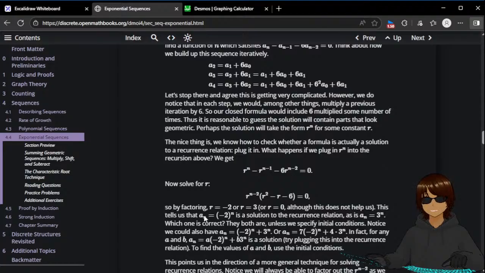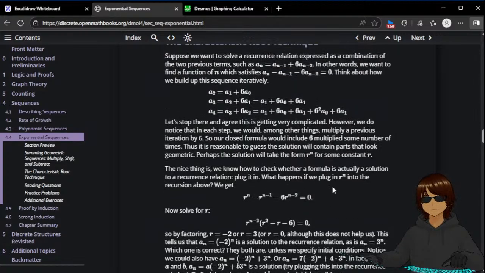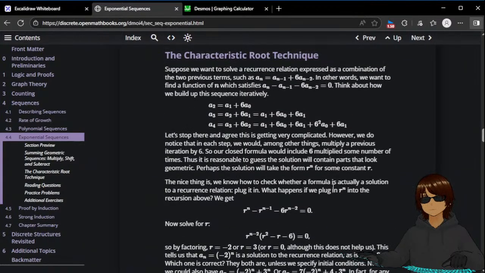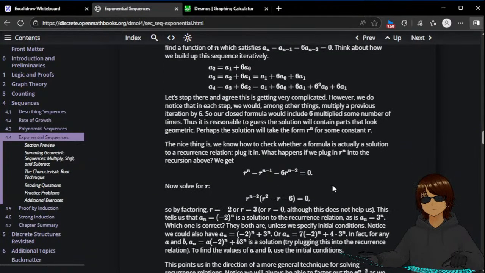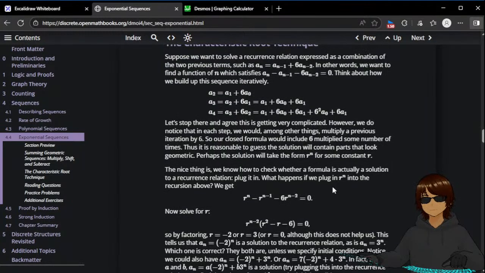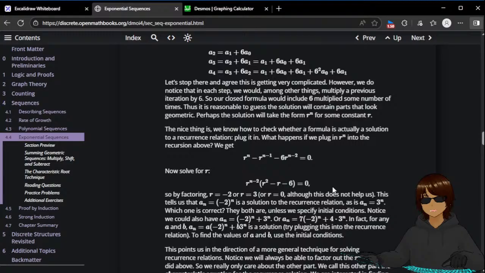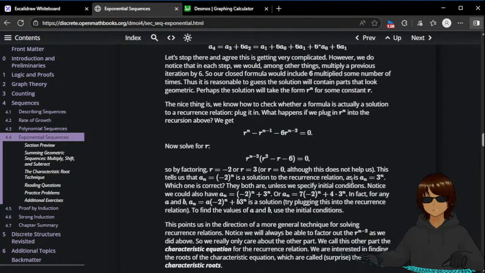this tells us that a_n is equal to (-2) to the power of n is a solution to the recurrence relation, as is a_n is equal to 3 to the power of n. Which one is correct? They both are, unless we specify the initial condition. Notice that we could also have a_n is equal to (-2) to the power of n plus 3 to the power of n.